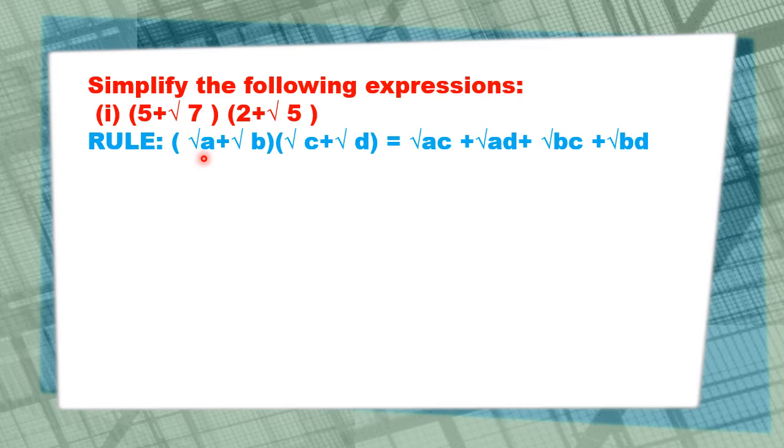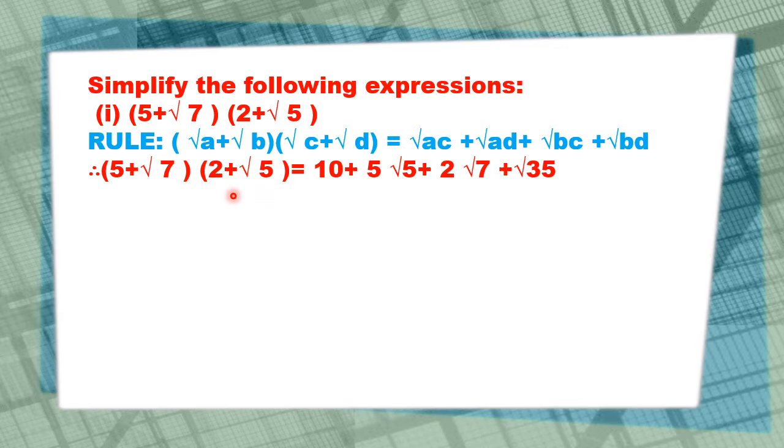Simplify the following expressions. Here is the first example for you. You have to simplify it. Here we have applied the rule (root a plus root b) into (root c plus root d). How did we arrive at the result? From here we took root a and from here root c, giving root ac. Then the same root a is multiplied by root d. In the third step, you multiply root b by root c, and in the fourth step, again you multiply root b by root d. This is the rule.